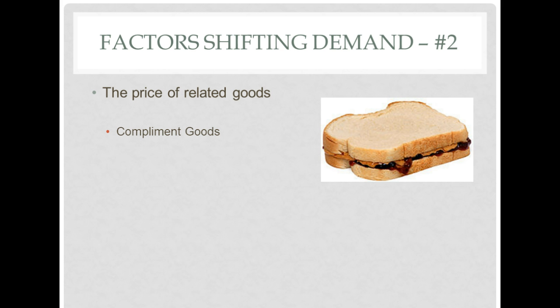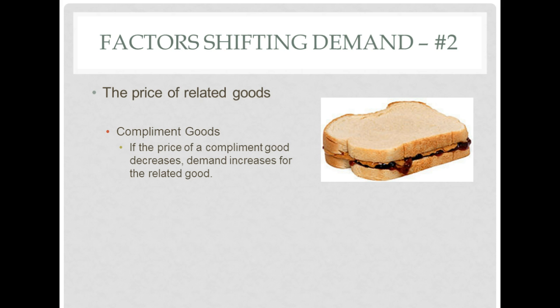So, for example, I like to think first of complement goods. And peanut butter and jelly seems like the best example I can think of. And here's the rule. If the price of a complement good decreases, demand increases for the related good. So think about that. If the price of peanut butter decreased, people would consume more peanut butter, and therefore their demand for jelly would increase. Again, a complement good is a good that goes with something, that pairs together with something else. If the price of a complement good decreases, demand increases for the related good.